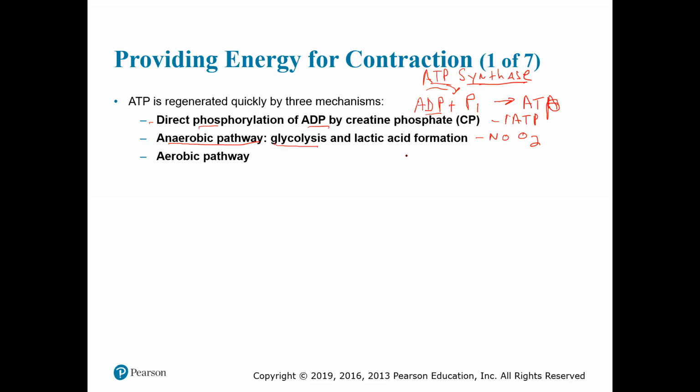So that's glycolysis and lactic acid formation, which is anaerobic. You don't need oxygen for that. The aerobic pathway is with oxygen, and that's going to involve the mitochondria. And you're going to make a lot of ATP with that. Whereas glycolysis happens in the cytoplasm of the cell, muscle cell, right? Or I should say, the sarcoplasm. Don't forget that sarco. You may see that come up in your questions.